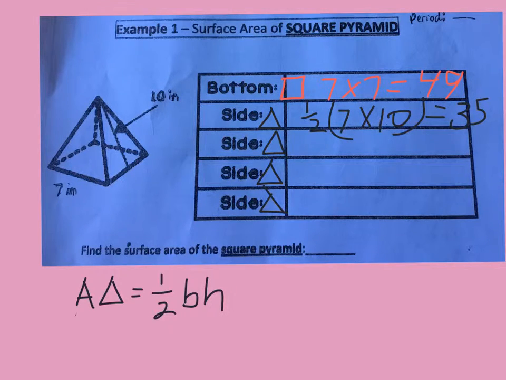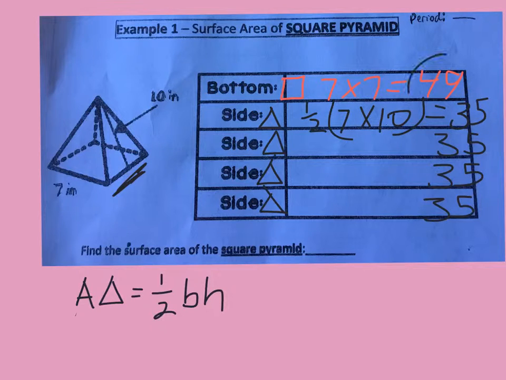On my calculator, if I wanted to use 0.5 for 1/2, that might be easy to put in. So 0.5 times 7 times 10 would give you 35, and those are inches squared. Since all the triangles have the same base of 7 and the same height of 10, the area of the triangle on each side will be 35 inches squared.